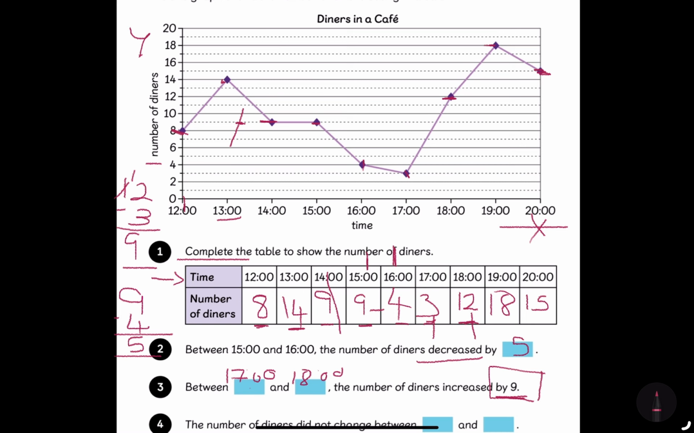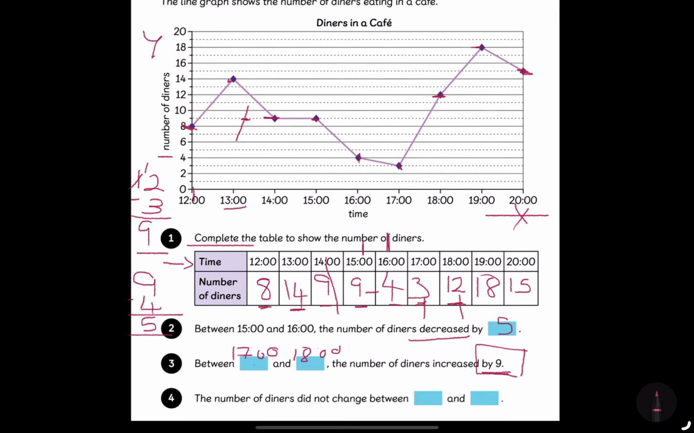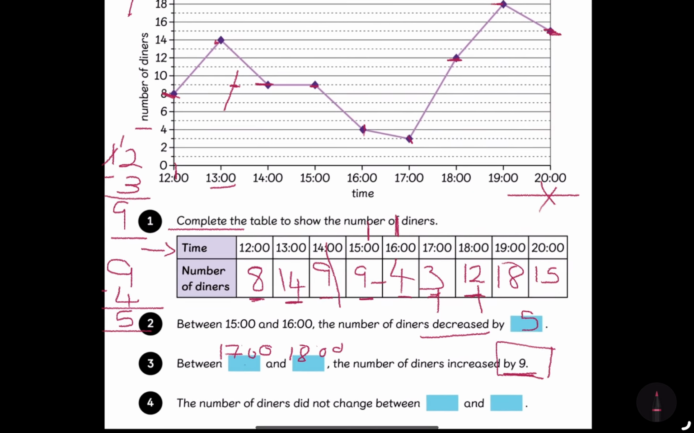Now my final question, the last one, says the number of diners did not change. Okay, it did not change. So you remember when we were filling, we saw stagnancy. The number was the same. So it did not change between 2 o'clock and 3 o'clock, which in digital time, as the question demands, we have to write in digital time, is 14 and 15. That is 2 o'clock to 3 o'clock. I hope this was helpful to read the line graph and answer the questions accordingly.